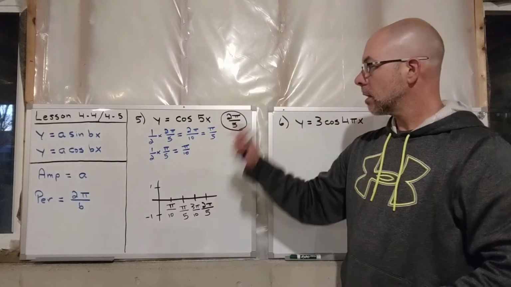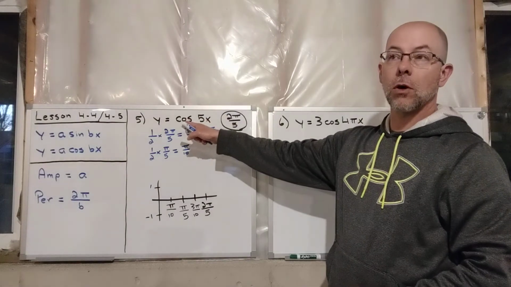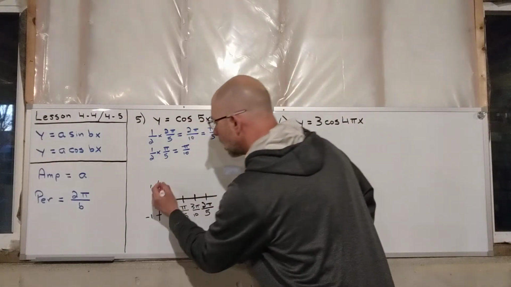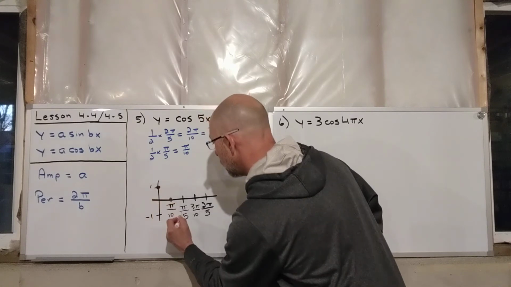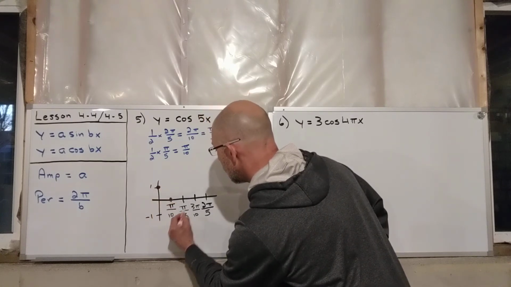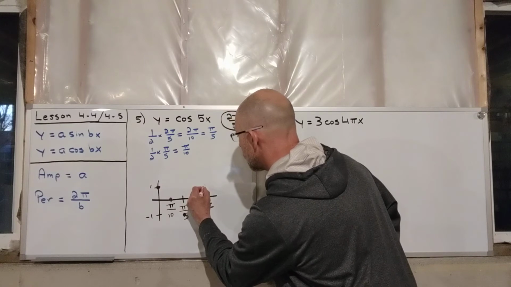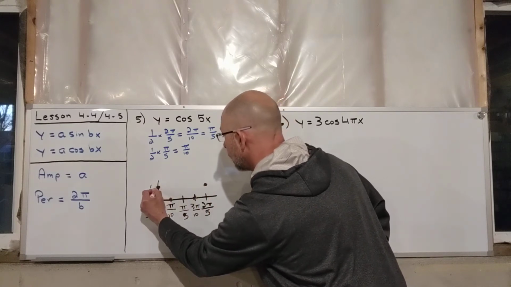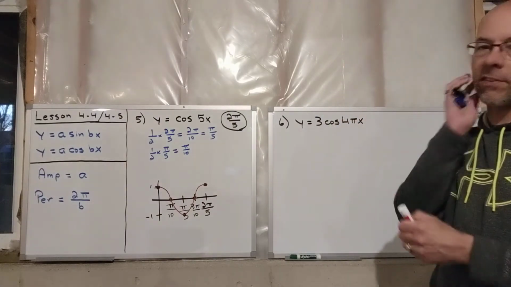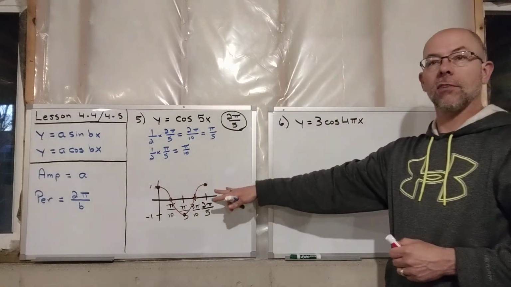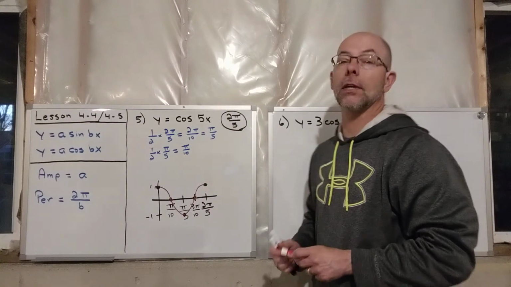There are our labels. There's our amplitude. Folks, we got ourselves a cosine. That means we start here at the top, we go to the middle, we go to the bottom, we go to the middle, we finish on top. See? The only difference in the cosine is drawing the curve. They go through the same other calculations.